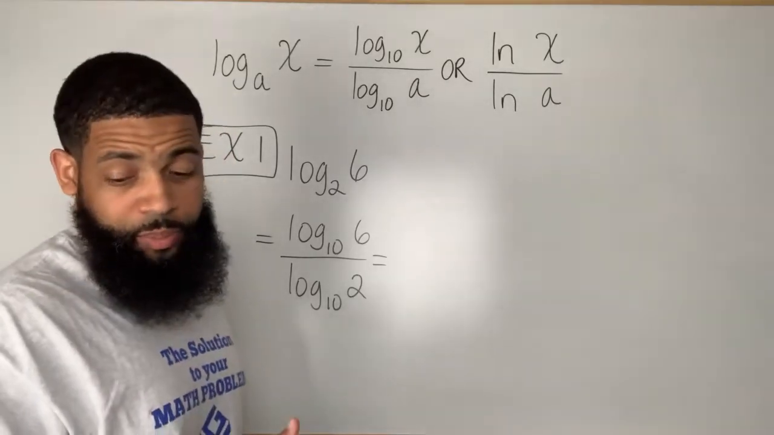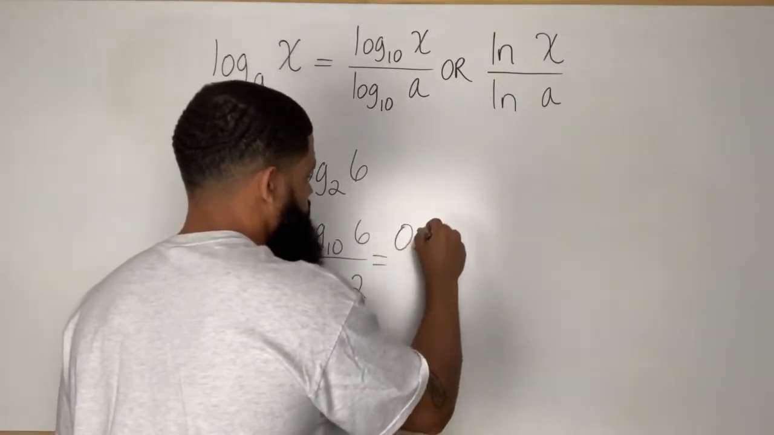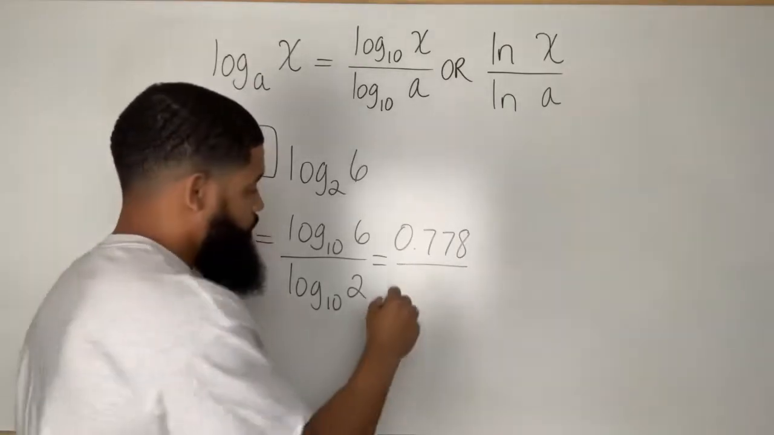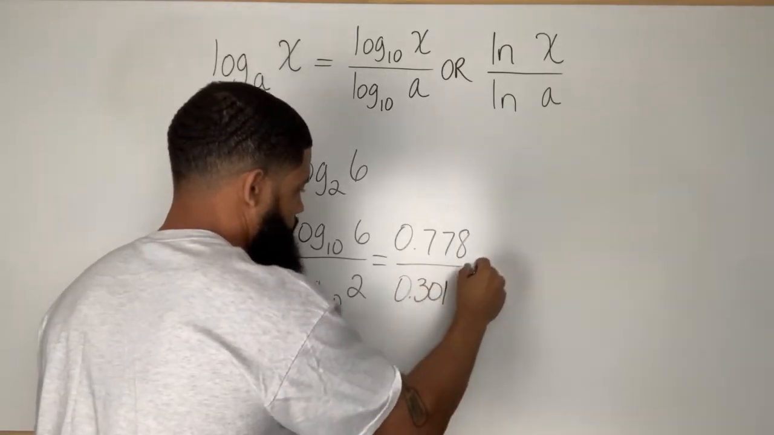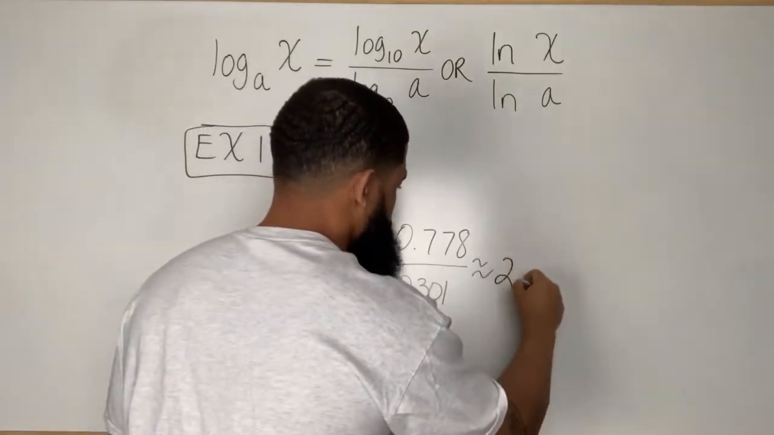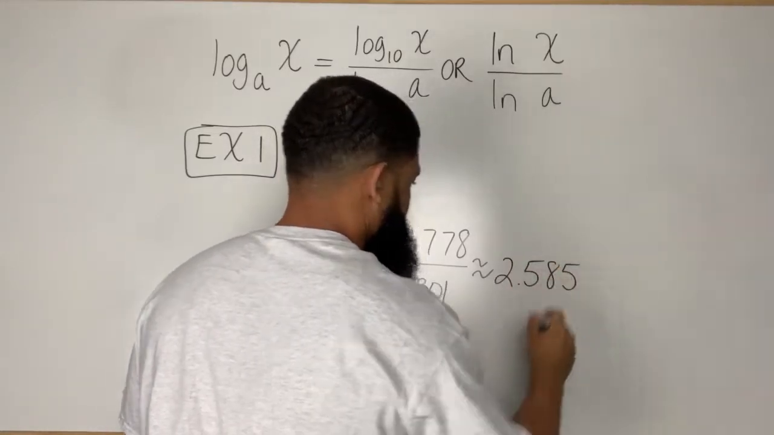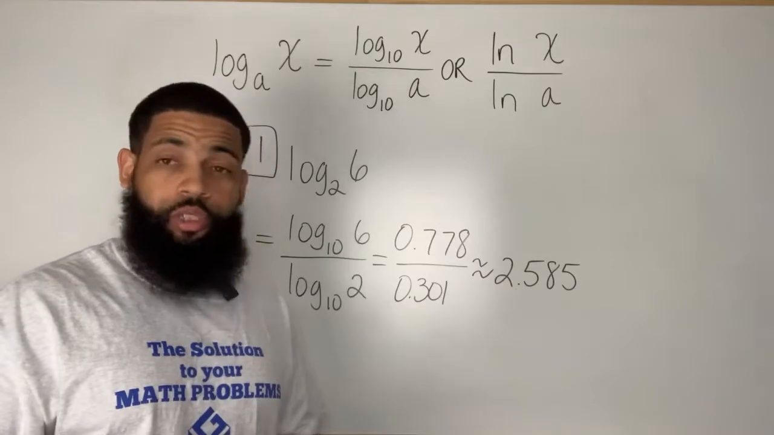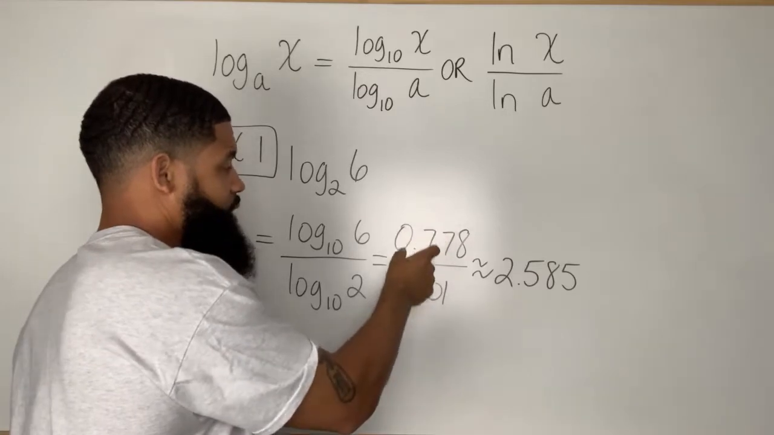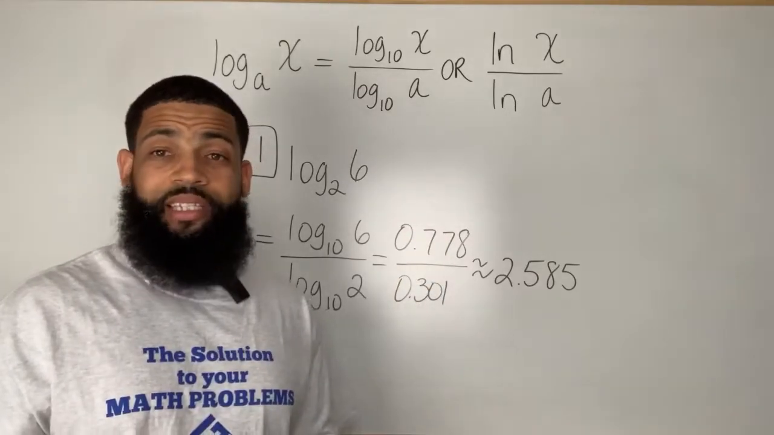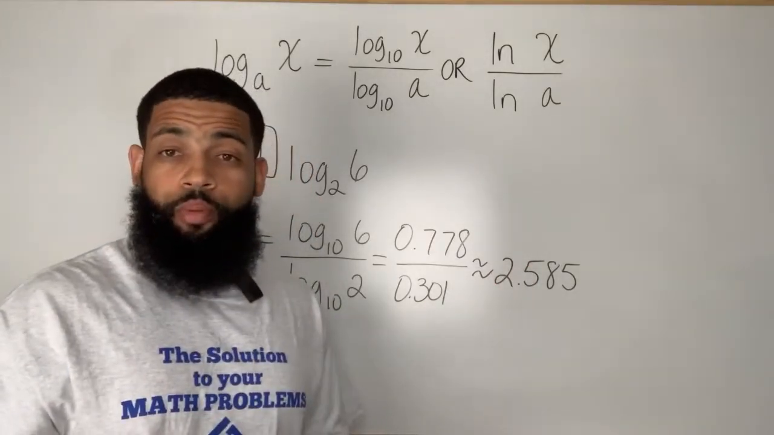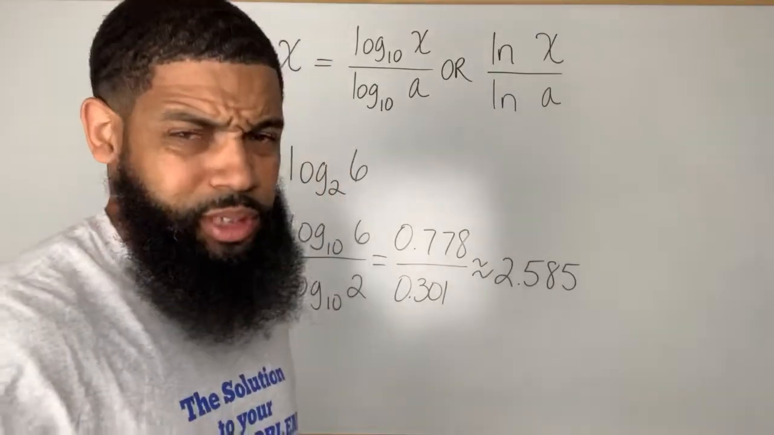You're going to get the log base 10 of 6 is 0.778. And the log base 10 of 2 is actually 0.301. And then if we divide those, we'll get an approximation of 2.585. All right, now if you actually use the natural log, the numbers are going to be slightly different. When you get the natural log of 6 and the natural log of 2, the numbers are going to be slightly different. However, when you divide those values, you will still get this same approximation. Let's do some more examples.